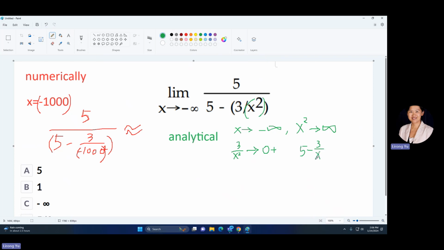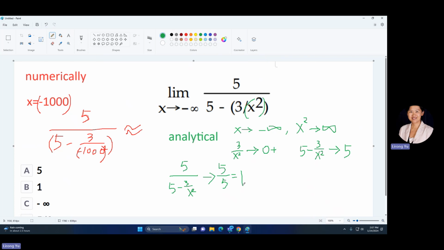Since 3 over x squared is approaching pretty much 0, this is like approaching 5 minus 0. That would just be 5. So the entire denominator is actually approaching 5. And then back to the overall change, 5 over this number 5 is now approaching 5 over 5. The denominator approaches 5, the numerator is equal to 5, so that is actually 1.